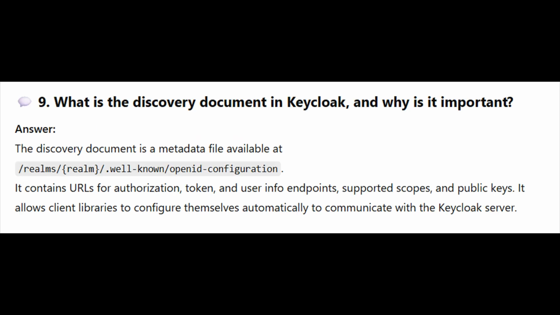What is the discovery document in Keycloak and why is it important? Answer. The discovery document is a metadata file available at /realms/{realm}/.well-known/openid-configuration. It contains URLs for authorization, token, and user info endpoints, supported scopes, and public keys. It allows client libraries to configure themselves automatically to communicate with the Keycloak server.